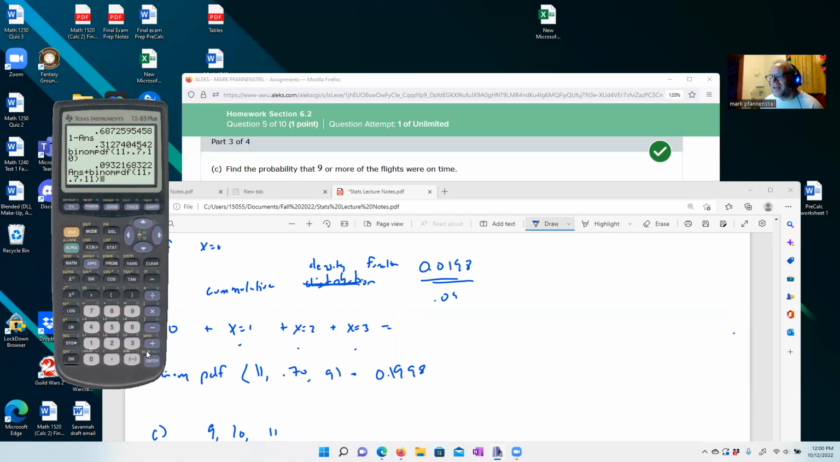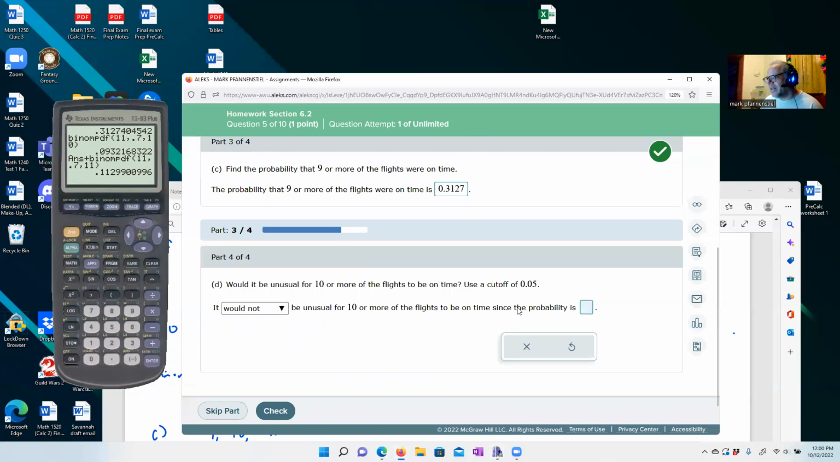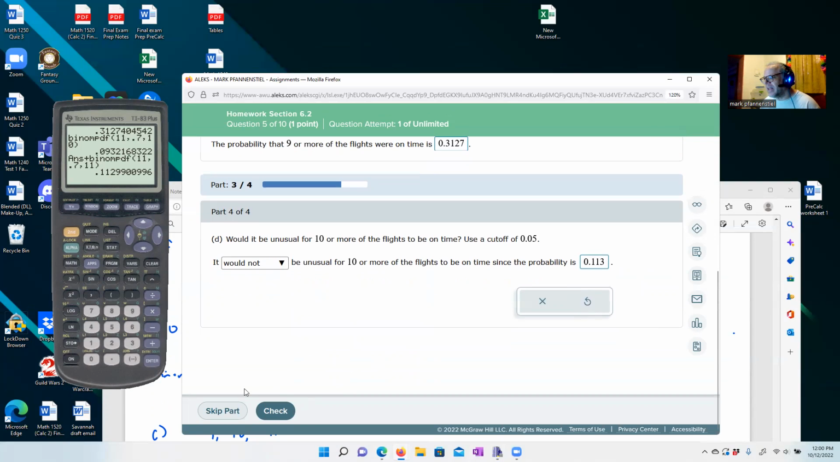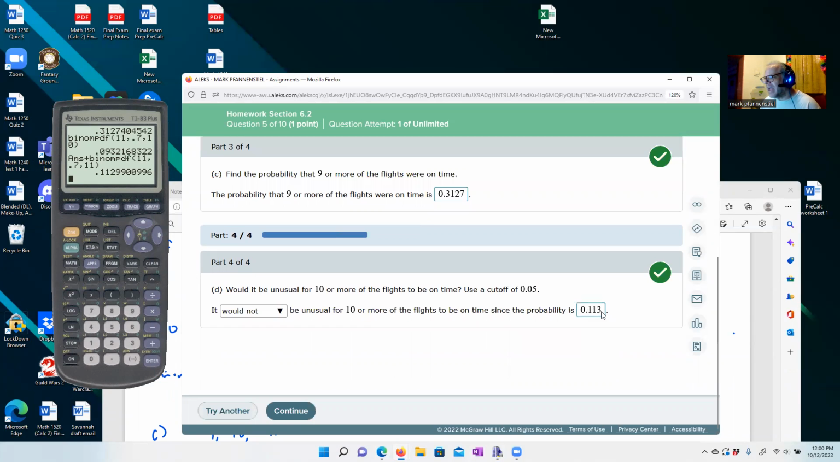Okay, enter. We got 0.11299, so I'm going to say 0.113. Okay, so this was 0.113, and that's bigger than 5%. Okay, so that's what they want us to do. We'll check. Hooray, we can move on with our lives to the next one.